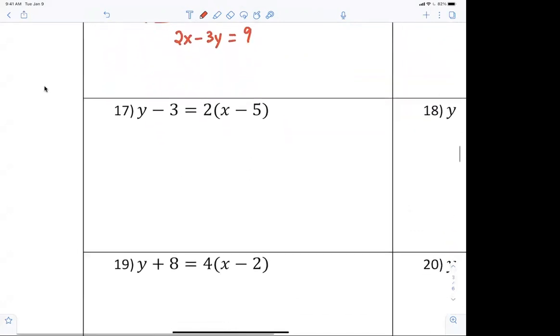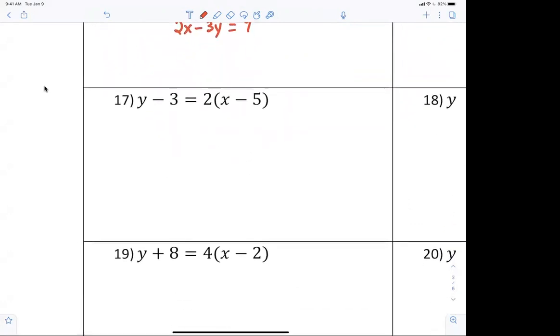Jump down to 17, please. To fix this, I have to do what to the 2? Distribute the 2. So everybody's going to distribute the 2 and put y minus 3 equals 2x minus 10. Now, immediately you look at the x. Is the x positive or negative? Do I move it? No, that stays positive. So I need to move the y and the -10. Thank you for listening. Come on, it's not that hard.